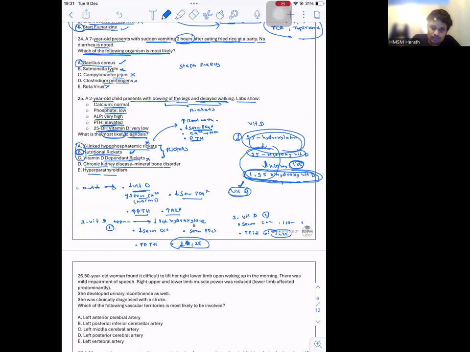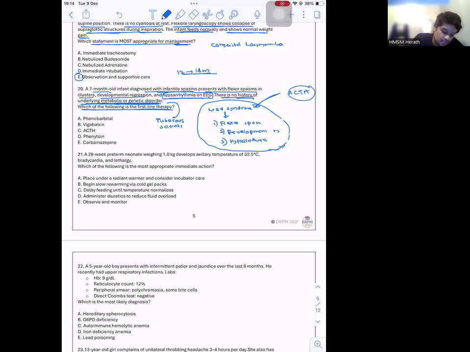Okay, so with that, we finished the component. If there's associated tuberous sclerosis, we usually go for vigabatrin, right? But here, there's no tuberous sclerosis. Therefore, the first line should be to go for ACTH. That is the answer for this question, right?